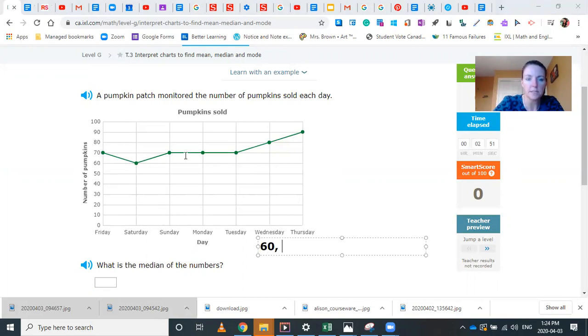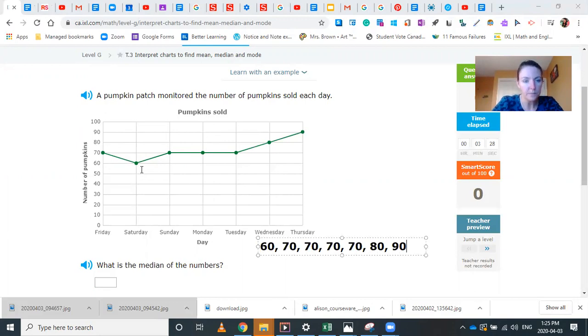Then on this next line up, I've got 70. I've got another 70 for Sunday. I've got another 70 for Monday. I've got another 70 for Tuesday. And then on the next line up, we've got Wednesday, which is 80. And then one more line up is 90. Can you see what I've done? I've gone from the bottom up to the top, because then I know that I've put my numbers in order from smallest to greatest.